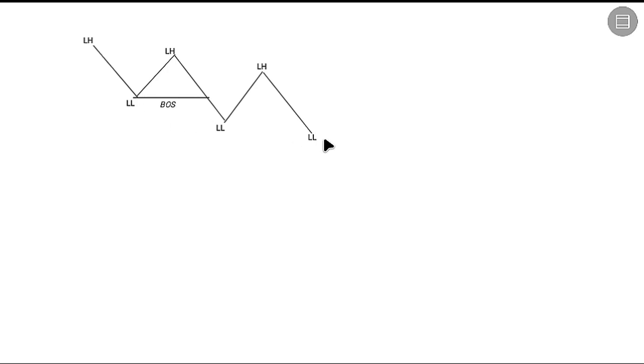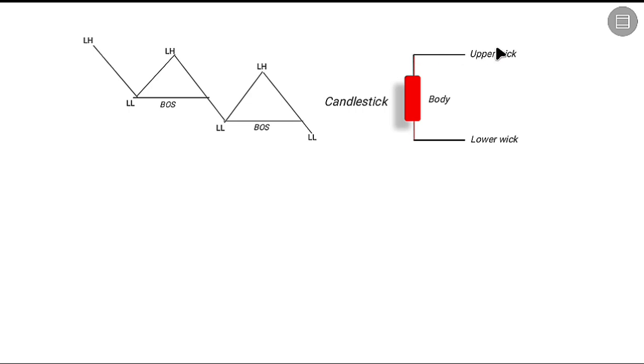And for this low to be made, it has to also break through this older low, and it's called a break of structure, BOS. Now when you open your charts, you're not going to find it like this. You're going to find what we call candlesticks, made up of two parts: the body of the candle and the wicks of the candle, the upper wick and the lower wick, signifying how high the market went to and how low the market got to within that specific time frame.